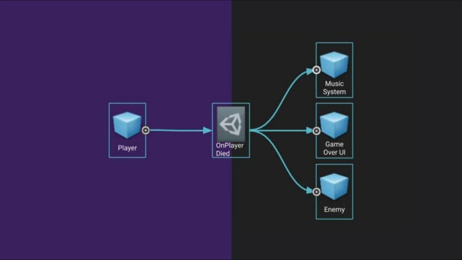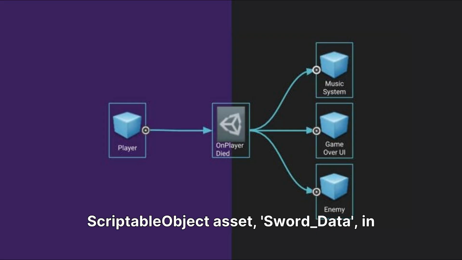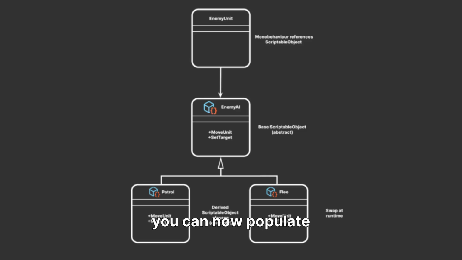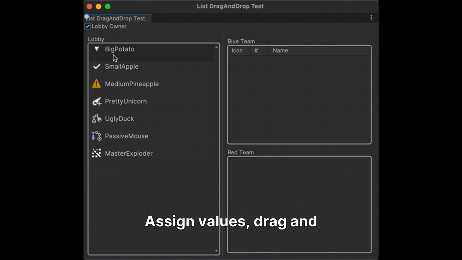Select your newly created ScriptableObject asset, sword_data, in the Project window. This will display its properties in the inspector, allowing you to configure its specific data. In the inspector window, you can now populate the data fields you defined in your script. This is where you assign the unique characteristics to your sword_data asset. Assign values, drag and drop sprites, and configure all the necessary data as required for your item. For example, set the item name to Excalibur, assign a sword icon, and give it a value of 100.